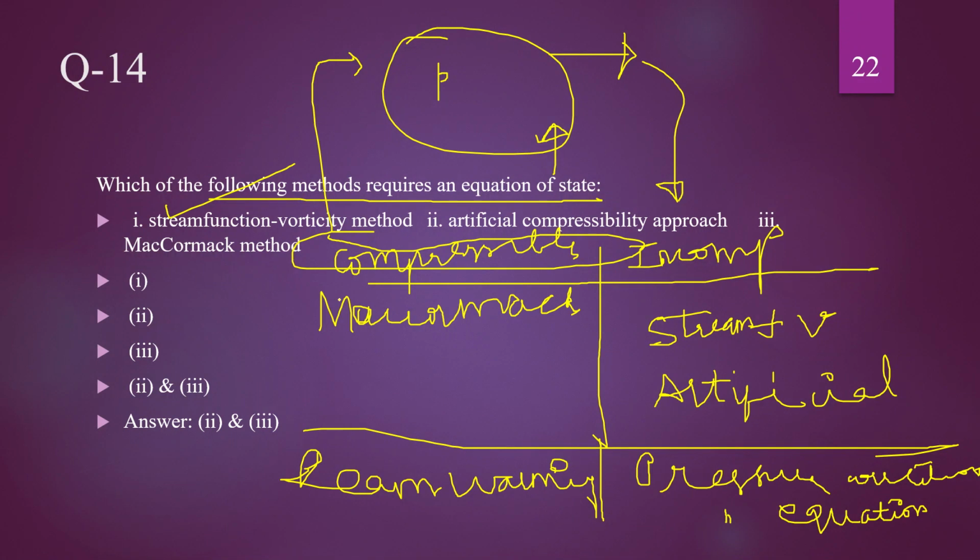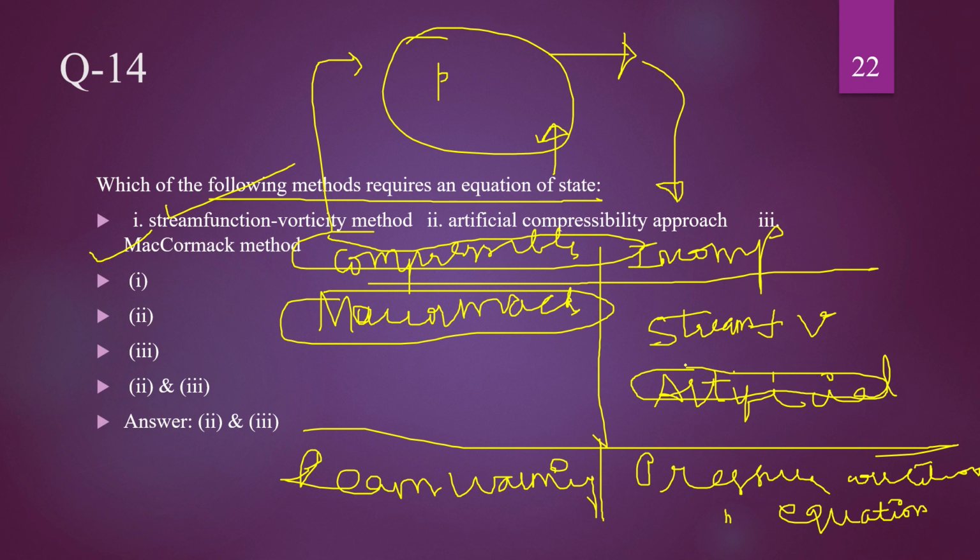So the McCormack method given in this requires an equation of state. And if we look at the artificial compressibility approach, we already saw how this is an extension of the compressible flow method to the incompressible fluid flow solutions.